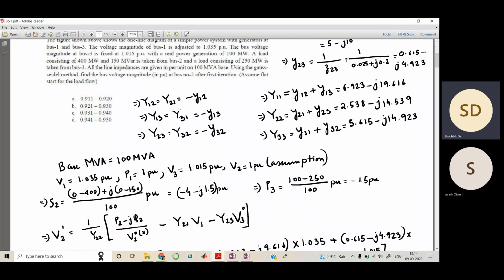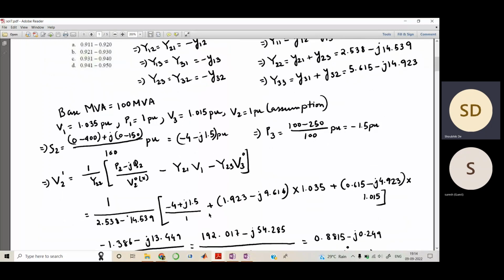Now when you replace this, capital Y12 would be small plus small Y21 into V1. So that is why this plus sign comes. Similarly for capital Y23 also, and this is 0 as I told. So here V3 also, we have to start with the initial values, and we have to go in order, right?